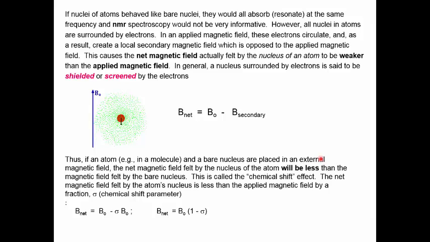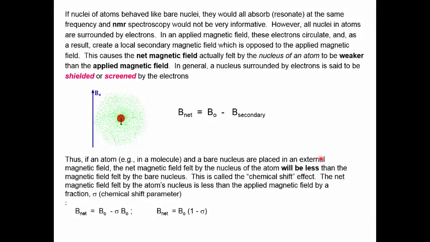Now, the result is this. It causes the net magnetic field that's experienced by the nucleus to be weaker than the applied magnetic field. You see, the secondary magnetic field of the circulating electrons subtracts from the applied magnetic field, producing a smaller magnetic field that's experienced by the spinning nucleus. In general, a nucleus surrounded by electrons is said to be shielded or screened by the electrons. The greater the density of the electron cloud about the spinning nucleus, the smaller the net magnetic field that it experiences.